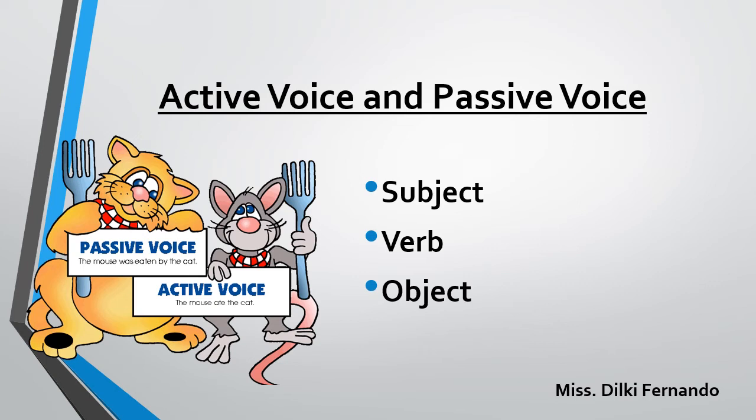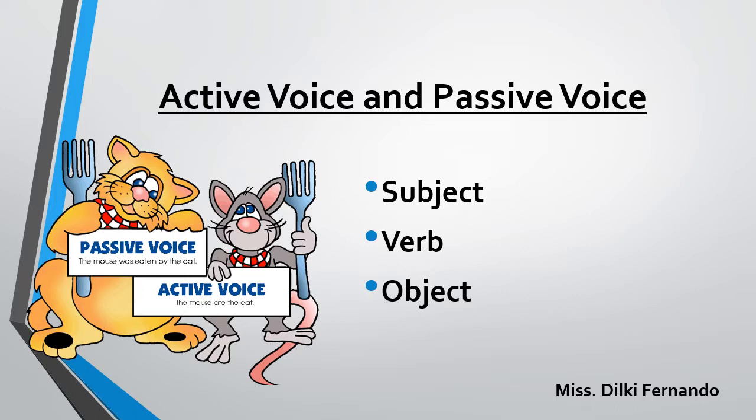Children, today's grammar lesson is active voice and passive voice. Before we start, let's understand that in a sentence there is a subject, a verb and an object. It is important to understand what a subject is. A subject can be either a person who does the action, or a thing that we talk about.